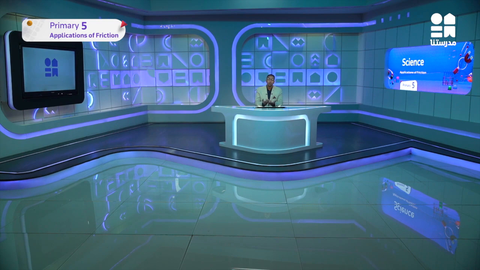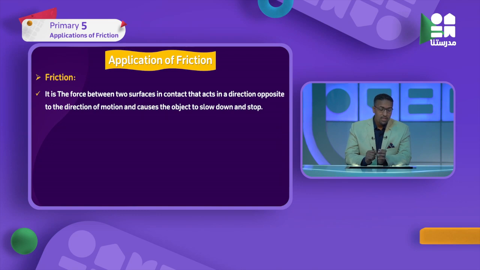Friction force يعني قوة الاحتكاك. قوة الاحتكاك عرفنا عنها حاجات كتير. تعالوا نبدأ بالتعريف بتاعها. The definition of friction: Friction is the force between two surfaces in contact that acts in direction opposite to the direction of motion and causes the object to slow down and stop.